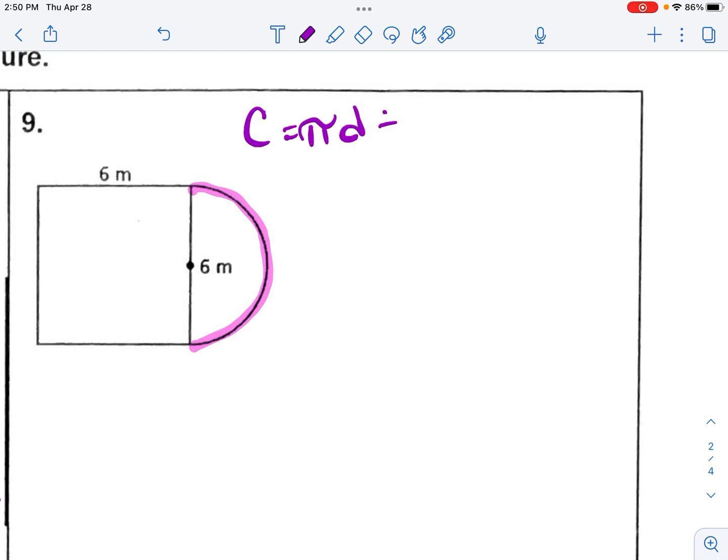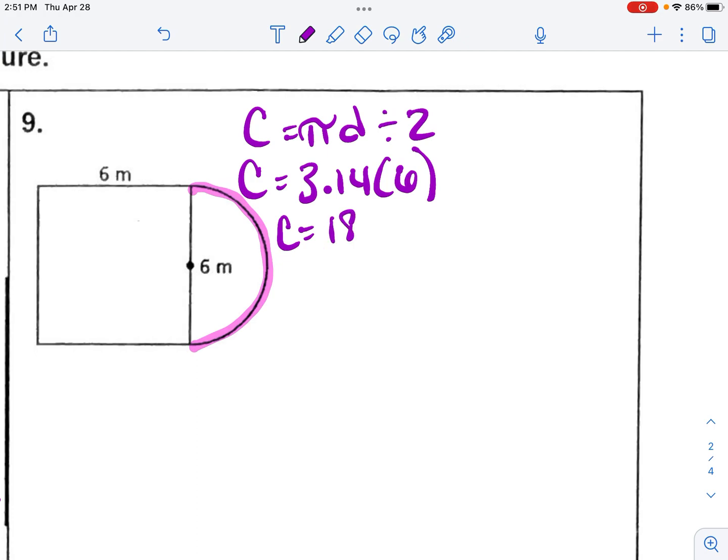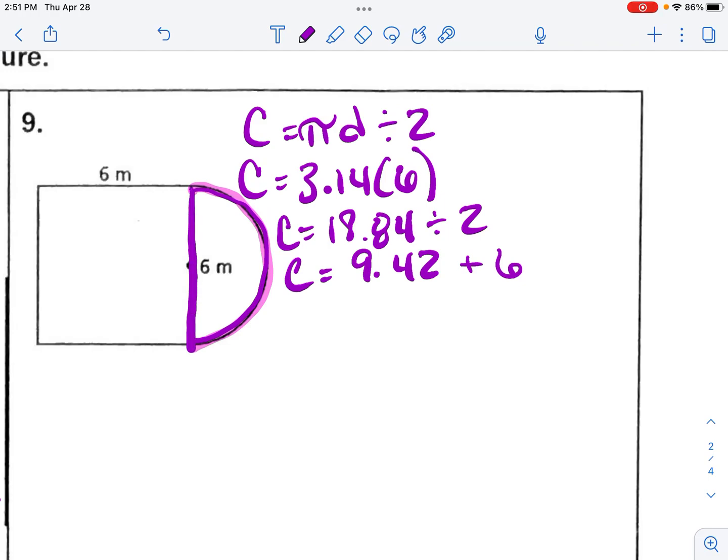pi times diameter. It's a half circle, so we'll divide it in 2. The diameter is 6. 3.14 times 6 is 18.84. You're dividing it by 2 to give you 9.42. 9.42 is just the semicircle. We're going to add 6 for the perimeter. Okay. Let's see. Okay, so we have, oh, nope, we're not going to add 6 quite yet.